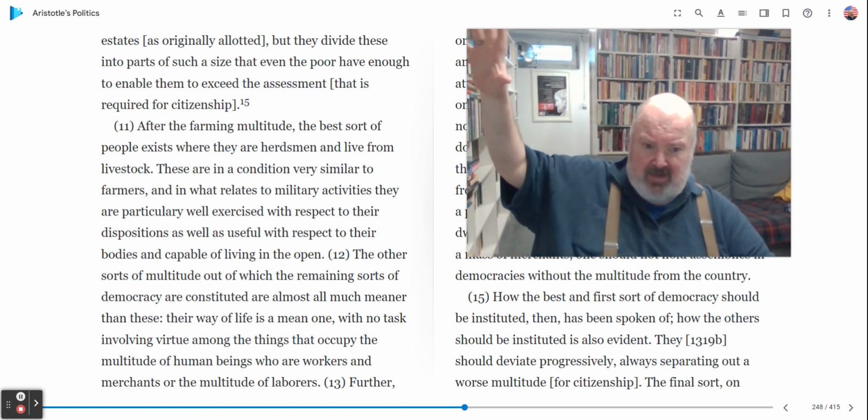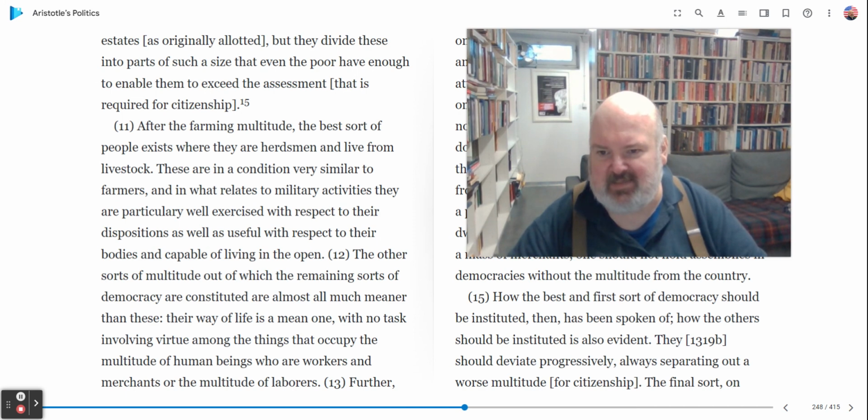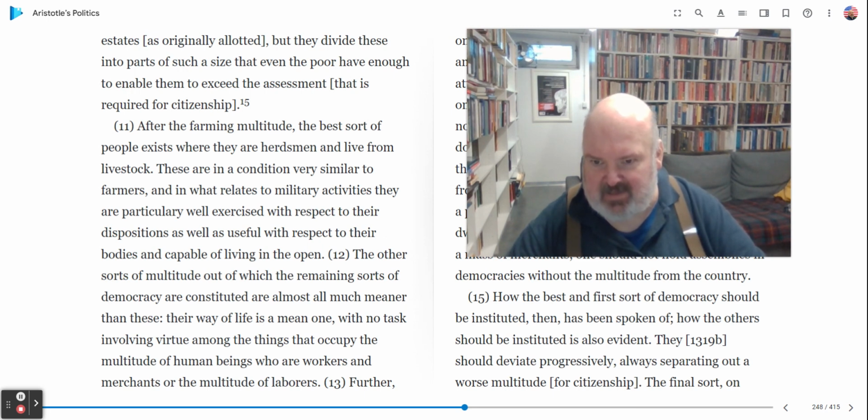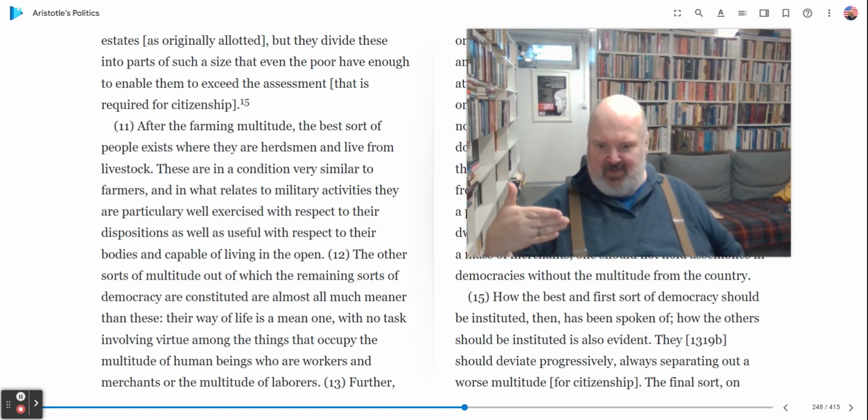If the farming multitude is the best, then after the farming multitude, the best sort of people exist where they're herdsmen and live from livestock. And these are in a condition similar to farmers. In what relates to military activities, they are particularly well exercised with respect to their dispositions, as well as useful with respect to their bodies and capable of living in the open. So these herders, who live from livestock, are like farmers, and they're living in the open.